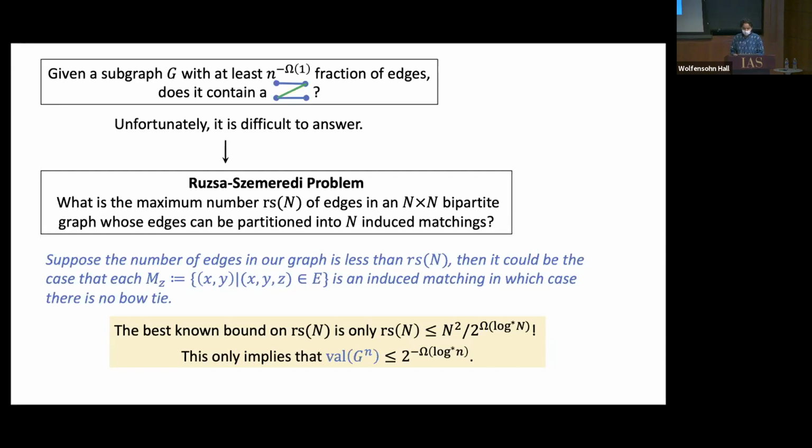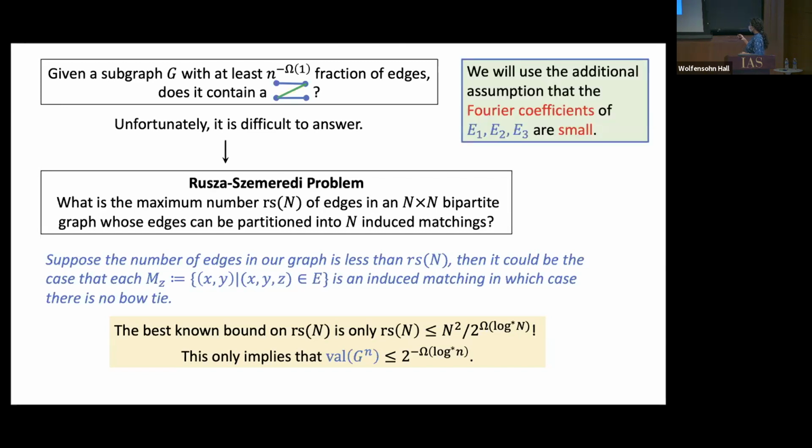So the reason I introduced this connection is to say that we are using something more than just density of edges. We're also going to use the product structure even more strongly. But here is the main assumption that we will be using, which is the assumption that the Fourier coefficients of the events E1, E2, and E3 are small.